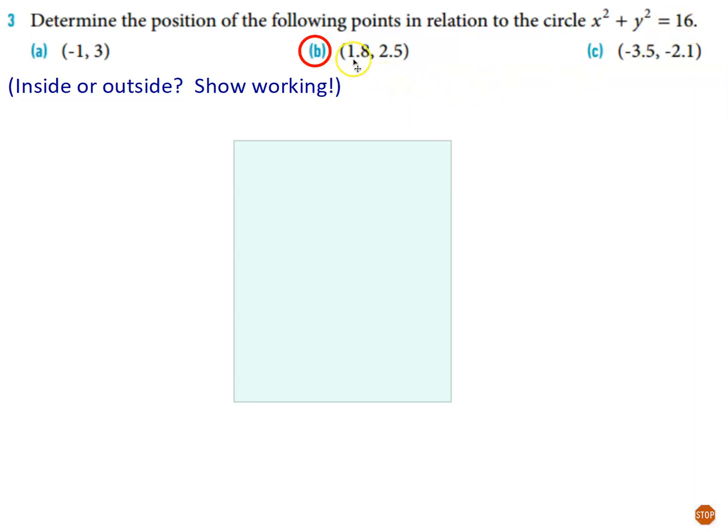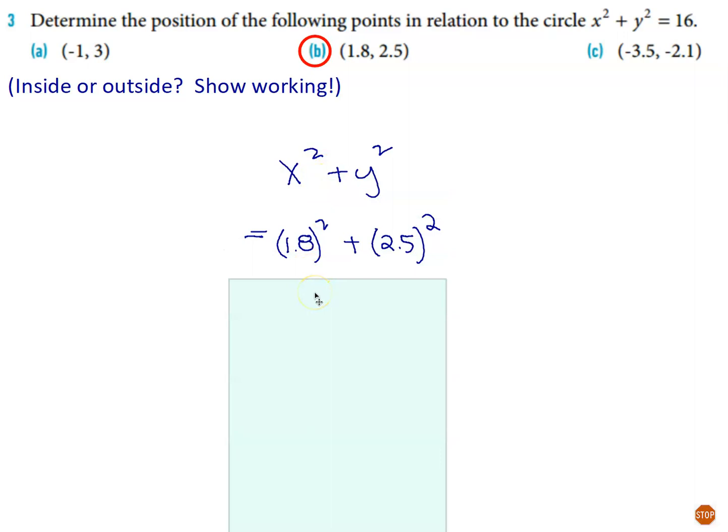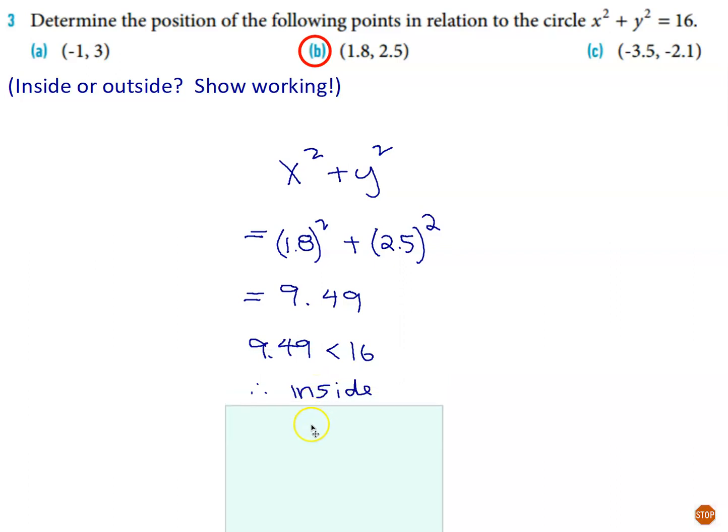Okay, so what I'm doing here to solve it, that's x, and that's y. So I'm just going to square x, square y, add them together, and see if the total is less than 16, equal to 16, or greater than 16. So x squared plus y squared equals 1.8 squared plus 2.5 squared, which adds up to 9.49. That's less than 16, so therefore that point must be inside the circle.